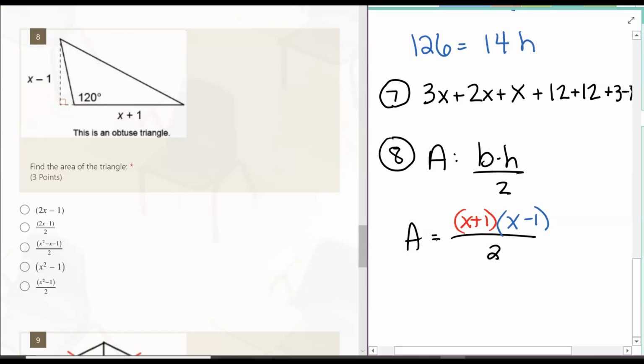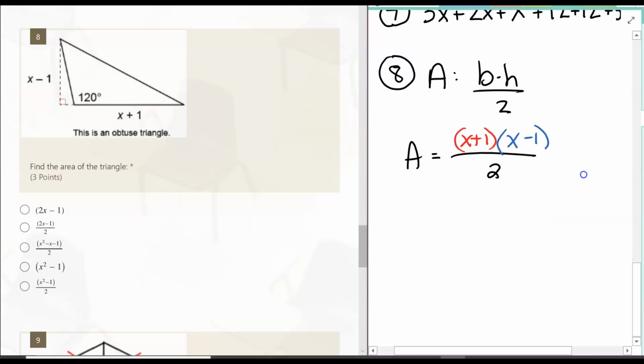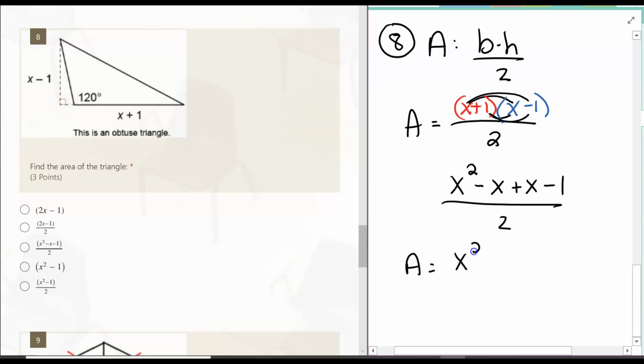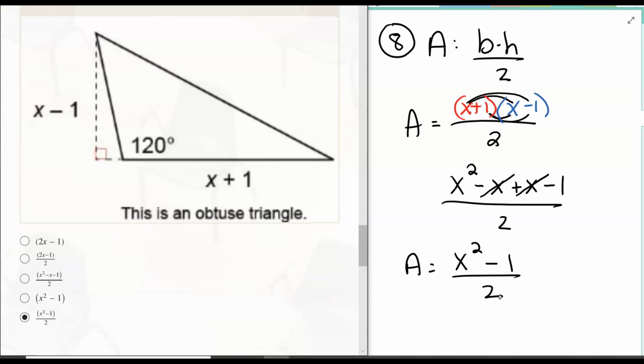Once again, if I have a binomial times a binomial, I need to FOIL. So I have x times x gives me x squared, x times negative 1 is minus x, 1 times x is plus x, and then 1 times negative 1 is negative 1. Combine like terms, I have x squared minus 1 because these two cancel each other out. But don't forget that's still divided by 2. So your final answer here should be x squared minus 1, divided by 2.